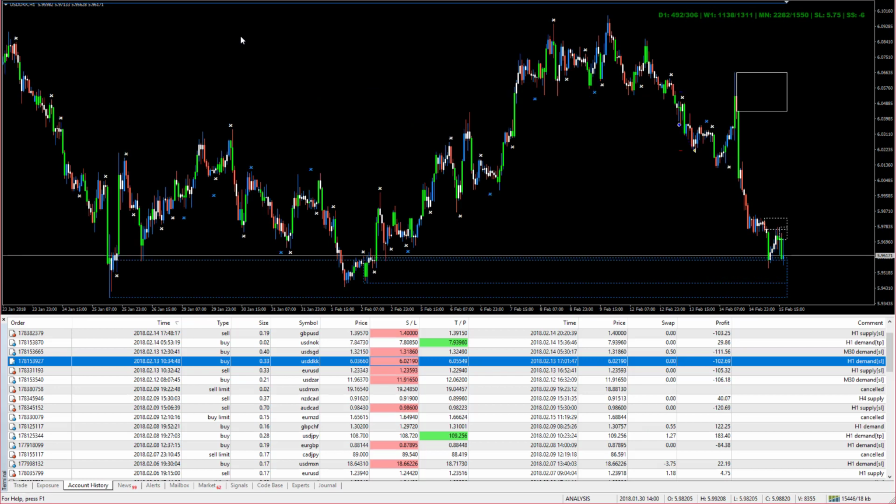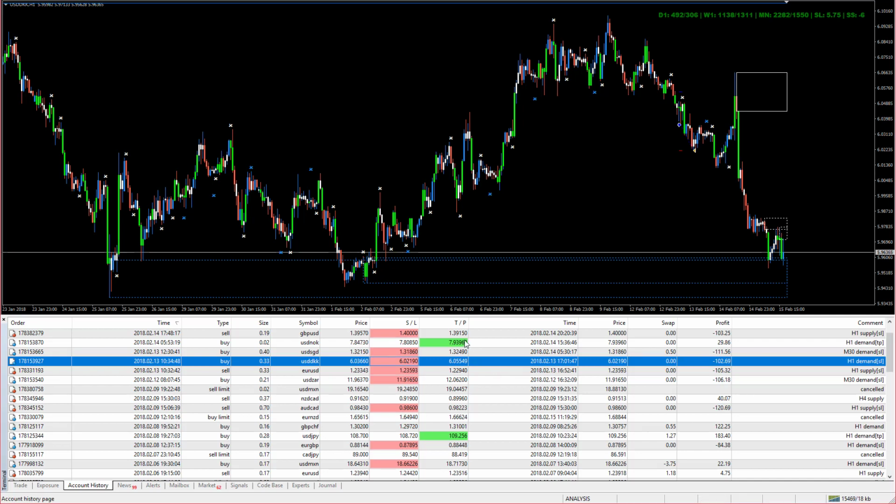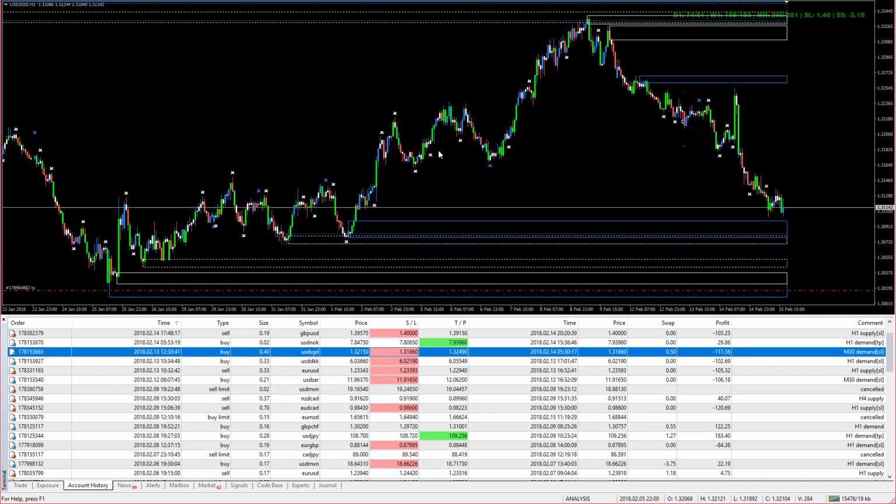So please keep your eye on the bigger time frames. You find a nice area, go and see where it is located on the smaller time frames. Okay, let's have a look at this next one here.